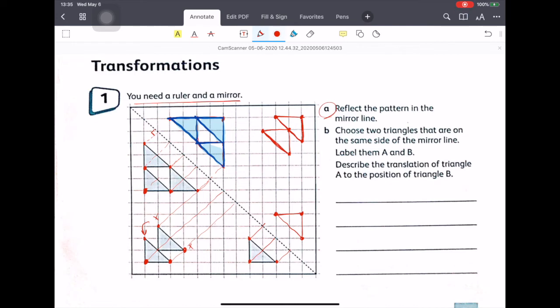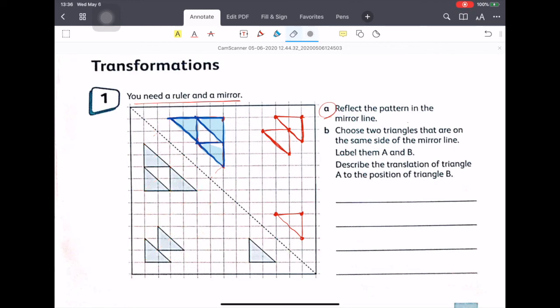Question part B. Choose two triangles that are on the same side of the mirror line. Label them as A and B. Describe the translation of triangle A to the position of triangle B. Fine. In order to just make some space here, let me erase these.